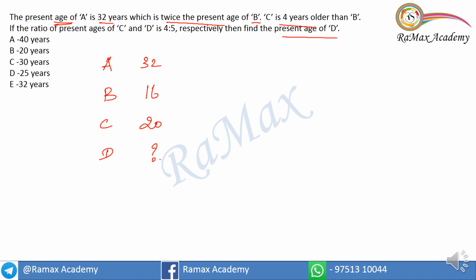The extra hint given here is C and D are in the ratio of 4:5. We know the age of C, which is 20, multiply by 5. So we have to do the same here. When 4 is 20, 5 will be 25. So this is the age of D. That's it.